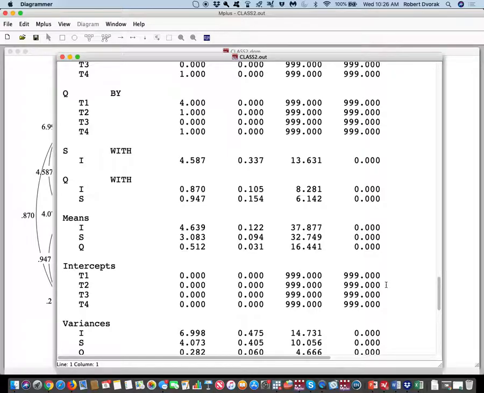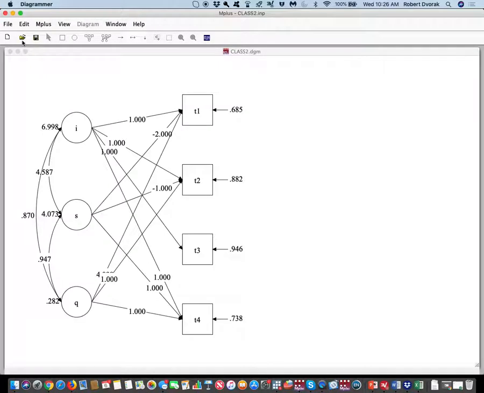So that's saying that as we move from time point to time point, our slope is going to increase by X amount, and it's going to accelerate by 0.512. Every 1 unit, it will accelerate by that much. Your slope will get steeper. All right.